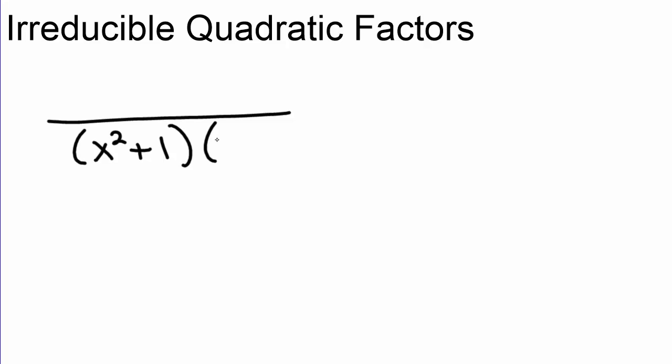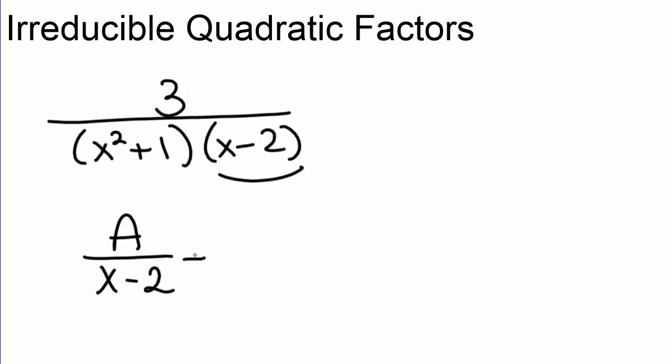Irreducible quadratic factors. Sometimes we have an irreducible quadratic factor in the bottom of our partial fraction decomposition. So if we had something like 3 over x squared plus 1 times x minus 2, where x squared plus 1 is irreducible, then we know what to do with the x minus 2. We just write that as a over x minus 2. But what do we do with the x squared plus 1? Well, it's irreducible. That means we can't factor it anymore. So the bottom of this fraction is going to have to be x squared plus 1.